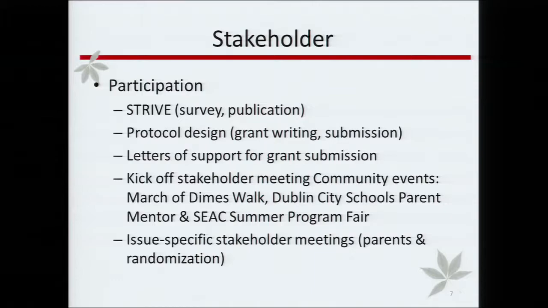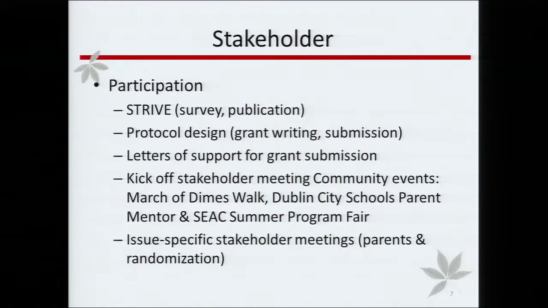Then we looked at protocol design. We involved parents and other clinicians in our grant writing process and in the submission. They provided letters of support for the PCORI application. We also did some stakeholder events with other community partners that have been mentioned here before, such as the March of Dimes.